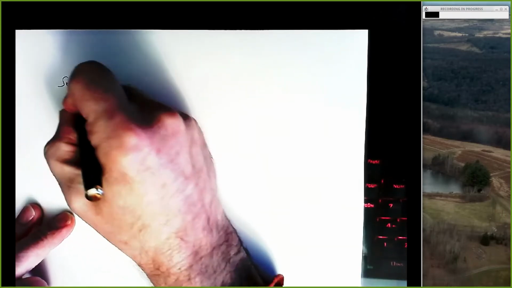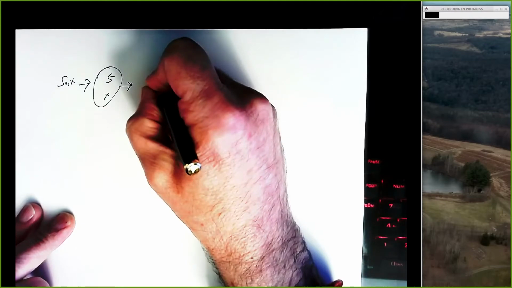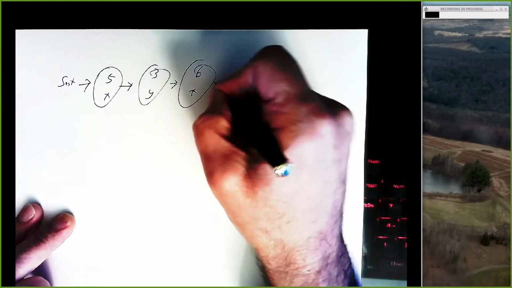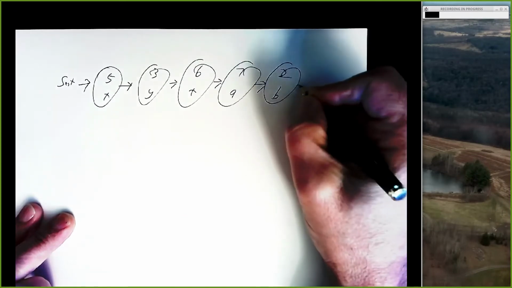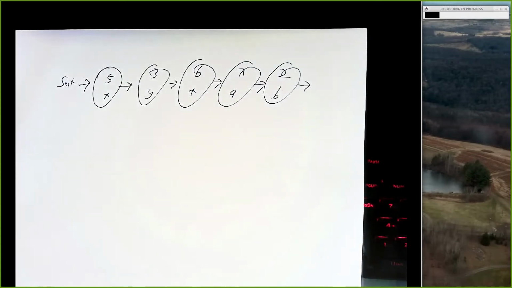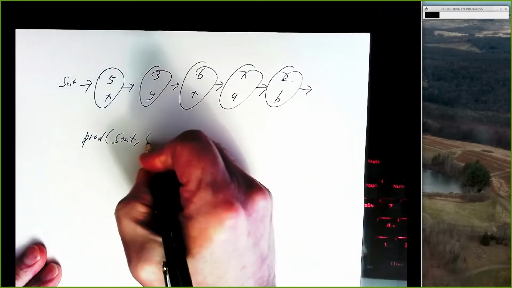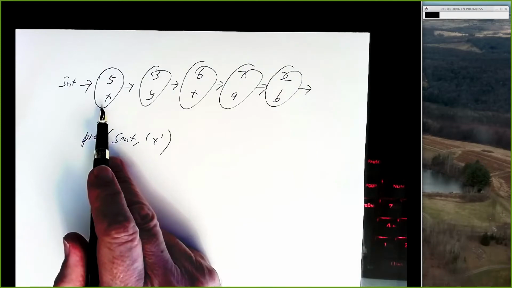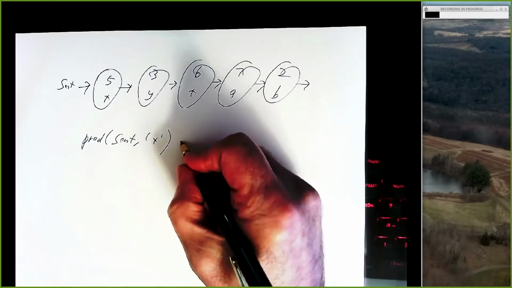And we're thinking of a list like this. So here's our sentinel. And here's a 5 and an X, and here's a 3 and a Y, and here's a 6 and an X, and here's a 7 and an A, and here's a 2 and a B, and there's the end of the list. And so if I say product sentinel X, I should go through every node where the initial is equal to X, I want to multiply those data values together. So this would be 5 times 6, this would return 30.